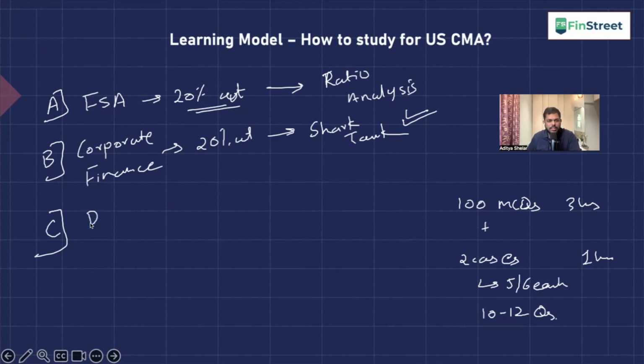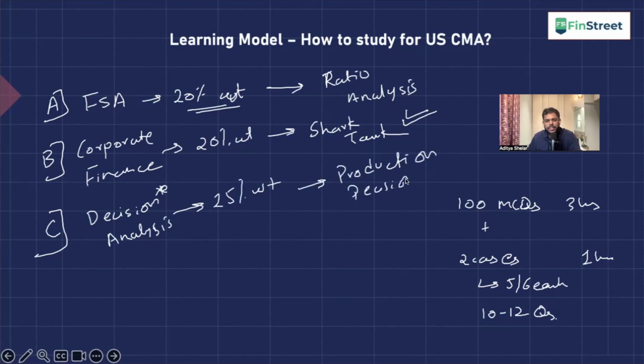Next is decision analysis. In our class next Saturday, we will be starting with decision analysis. Decision analysis is the most important subject in our whole curriculum. The overall weightage is 25%, the highest of all 6 subjects. And this talks about production decisions or manufacturing decisions.